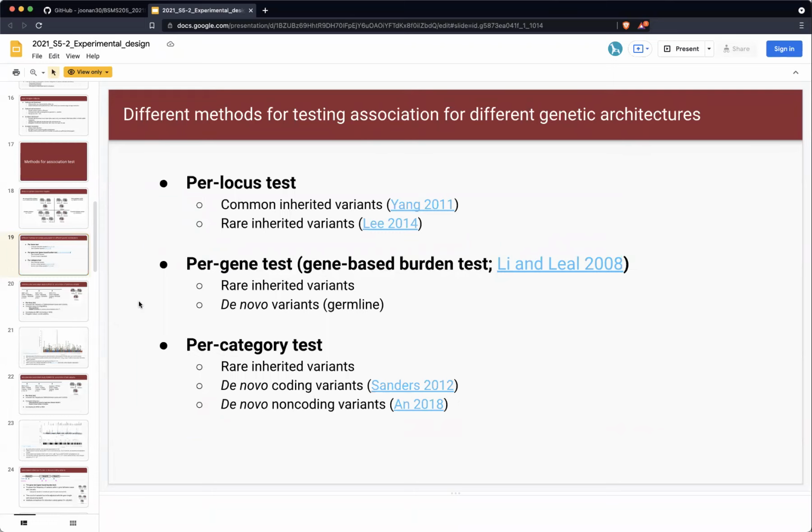Another way we can compare is the per category test, where you compare the number of mutations between case and control by category.